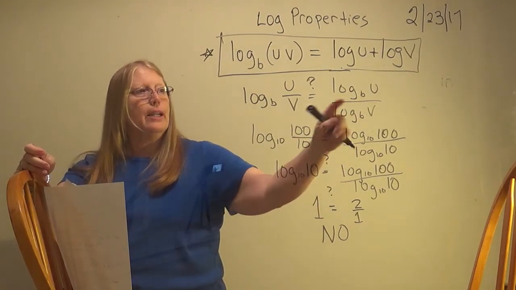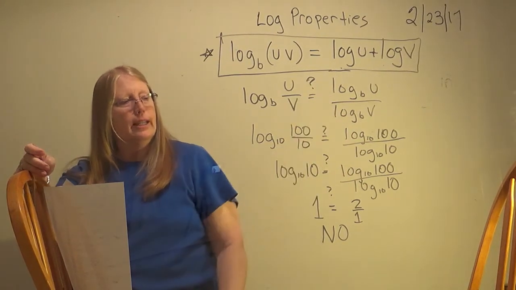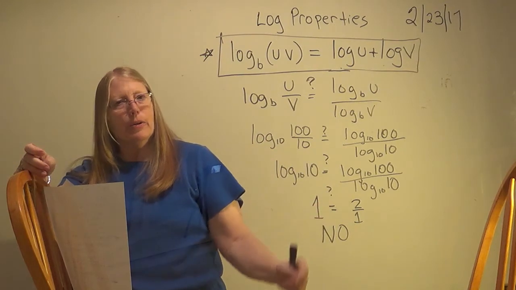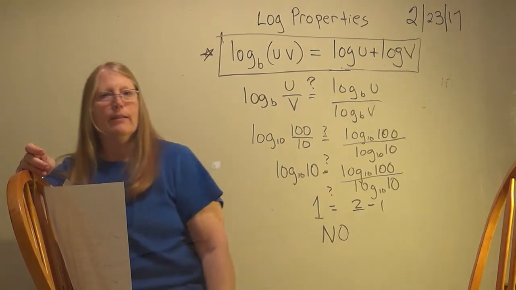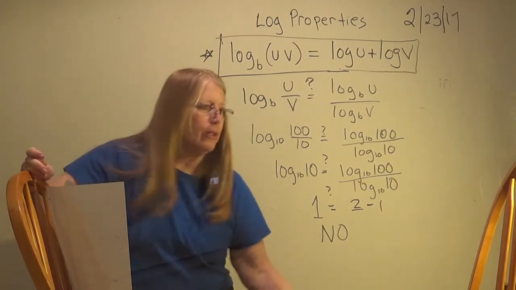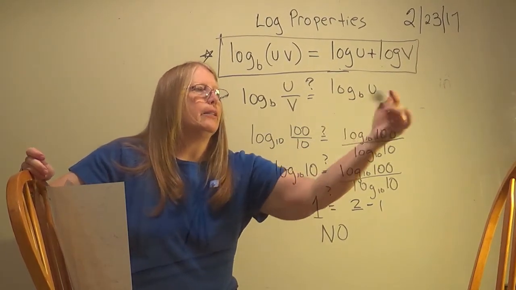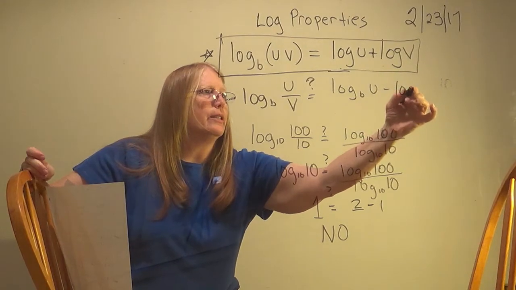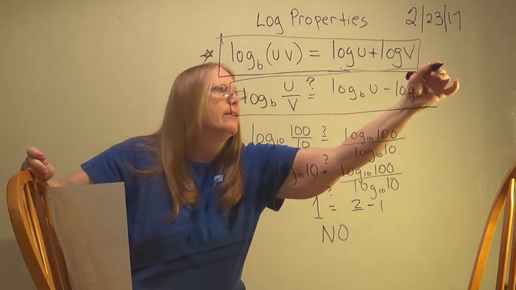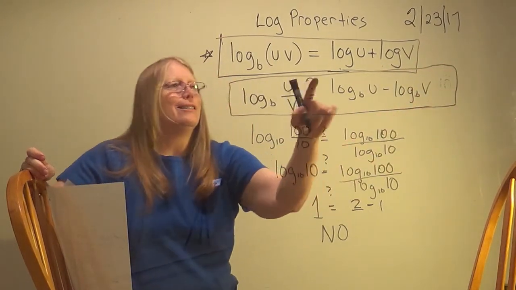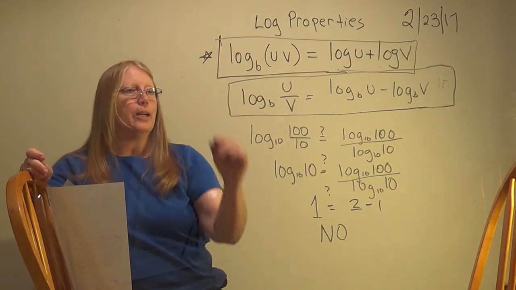So, is there something I can do with this division sign, instead of dividing these two quantities, to make these equal? And the answer is, I could subtract 2 minus 1. So that means I have to go back up here and do log to the base b of u minus log to the base b of v. Then we can erase the question mark, and it holds true. So, it holds true in this circumstance and every other one as well.